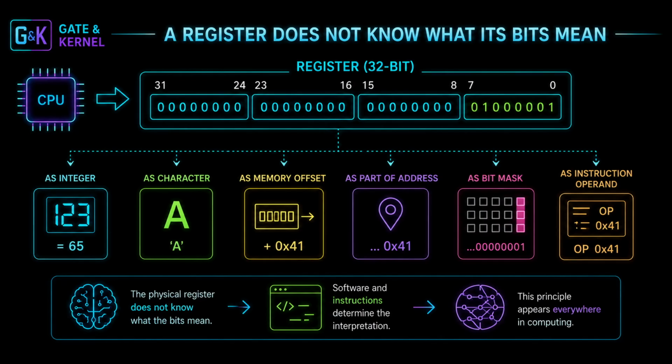It might use it as the character A. It might be a memory offset, part of an address, a bit mask, or an instruction operand. The physical register does not know which interpretation is correct. Software and CPU instructions determine how the stored bits are used. This principle appears everywhere in computing.